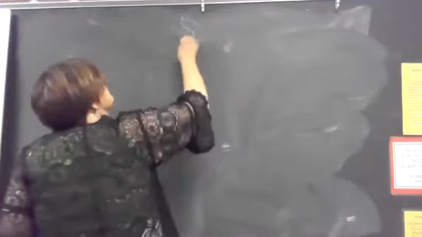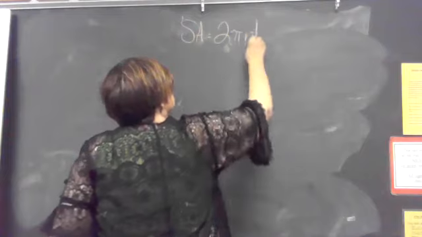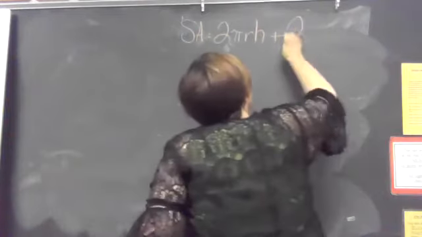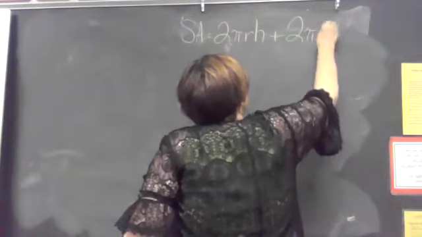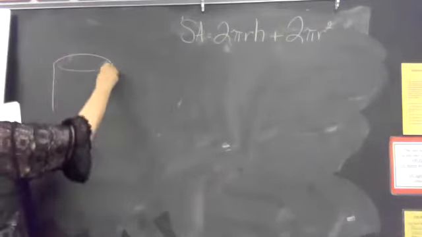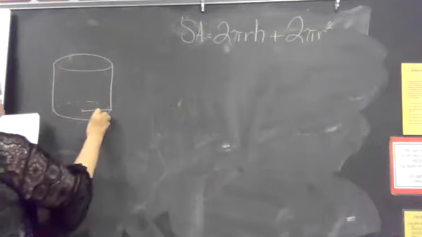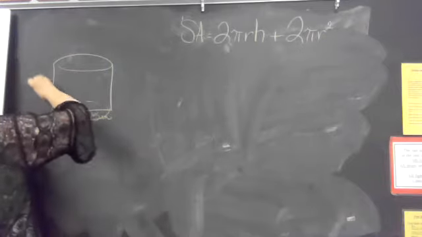So the surface area of a cylinder is 2 pi r h, I think, plus 2 pi r squared. This is what should be in your formula chart. Surface area of a cylinder. Now the cylinder, I guess I ought to draw it, huh? 15 inches here, and the height is 28 inches. And that's all we need.